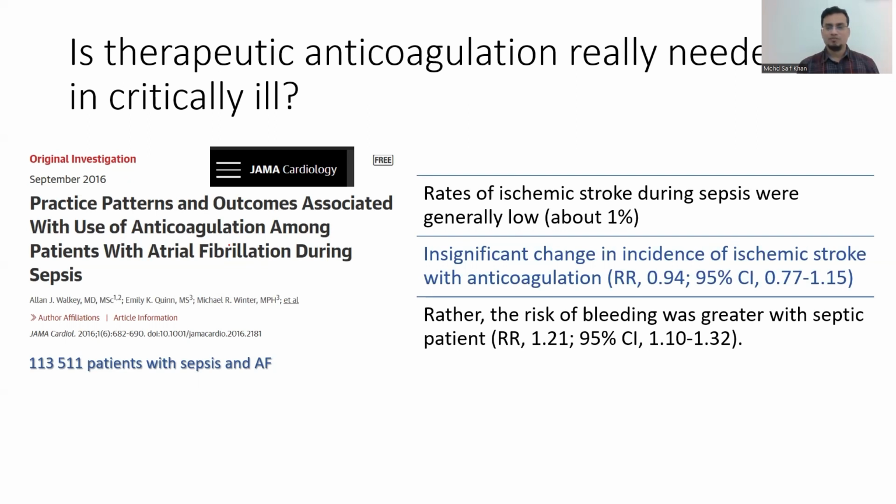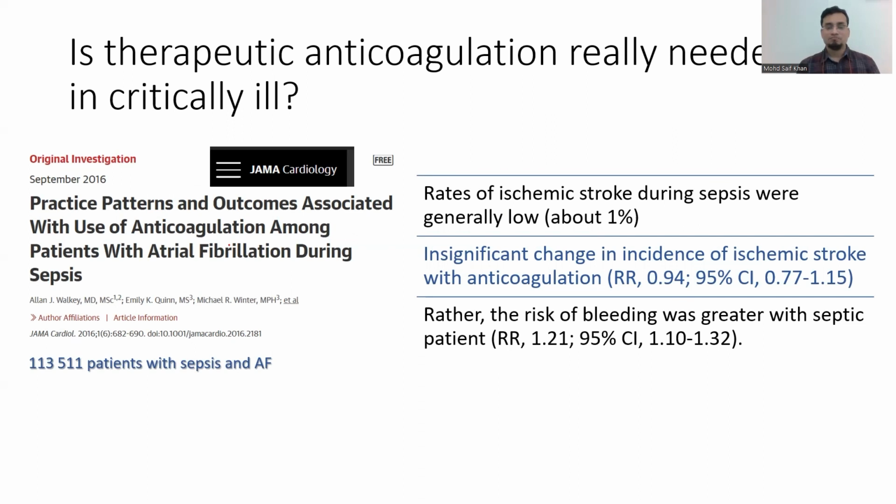As per this study, hospital practices for the use of parenteral anticoagulation in patients with AF during sepsis varied widely, with one third of hospitals deviating significantly from mean rates of anticoagulation use. But a very important finding in this study was that the rates of ischemic stroke during sepsis were generally low, less than 1% or just around 1%. And the change in the incidence of ischemic stroke with therapeutic anticoagulation was quite insignificant. So as per this study, there is no use of therapeutic anticoagulation for the ischemic stroke.